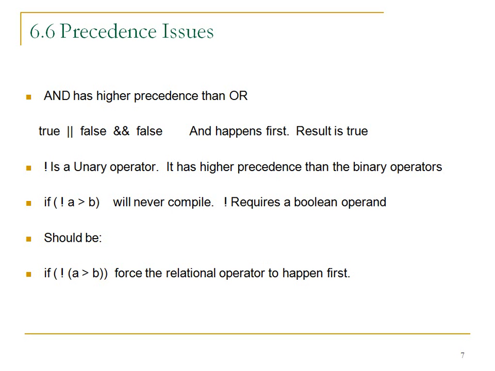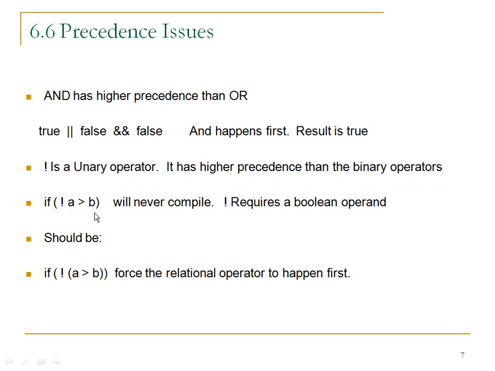Okay, let's look at the precedence issues with the NOT operator. Not is a unary operator. That means it has only one operand. It grabs onto what's on its right. And it has a higher precedence than the binary operators, that means operators with two operands. So look at this one. It looks pretty simple: not A is greater than B.